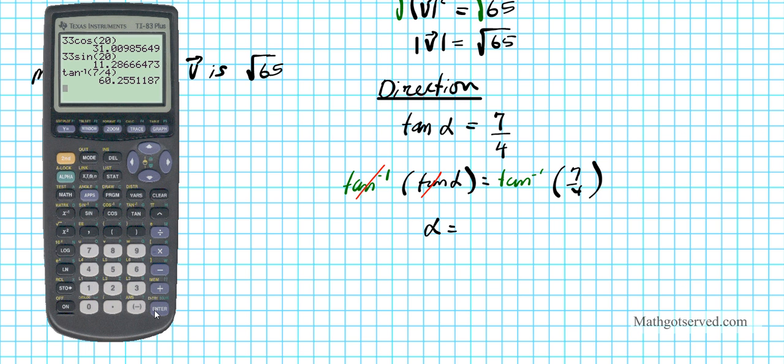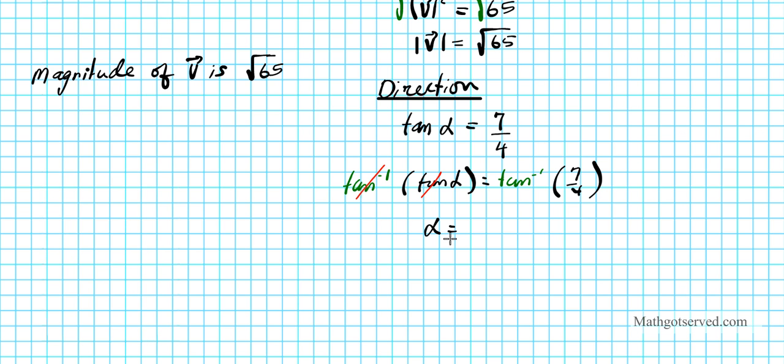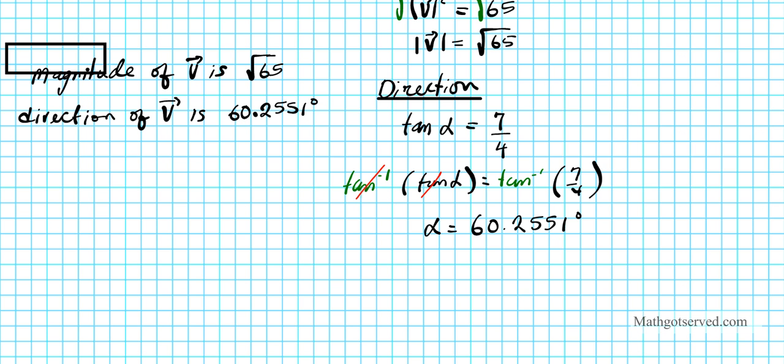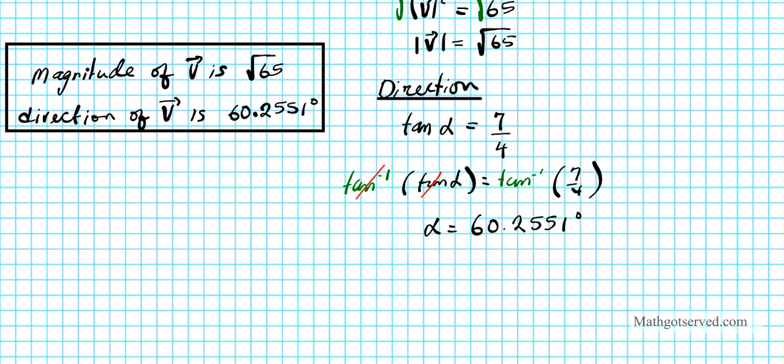And the final answer is 60.2551. Okay, so alpha is 60.2551 degrees. All right, so let's write that down here. The direction of vector V is 60.2551 degrees. All right, so there go our two results for the magnitude and direction of vector V as shown in the diagram.